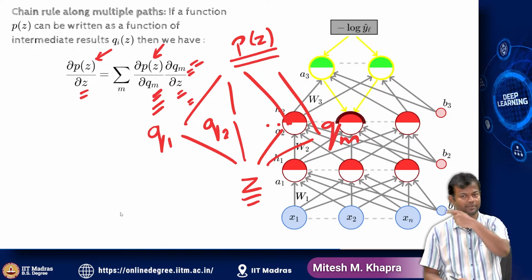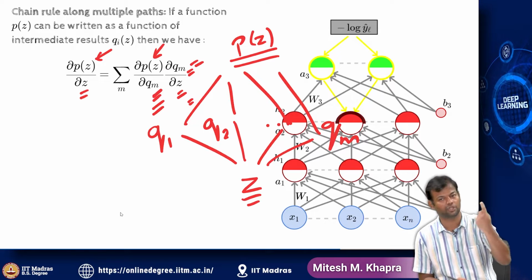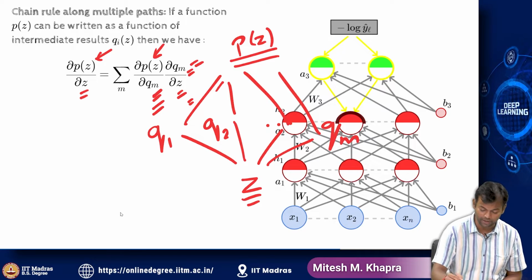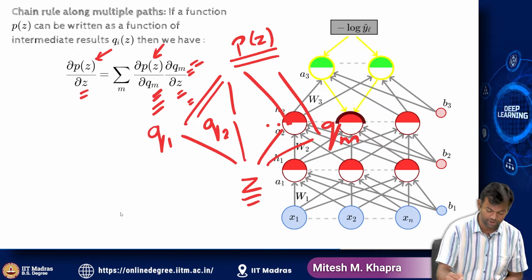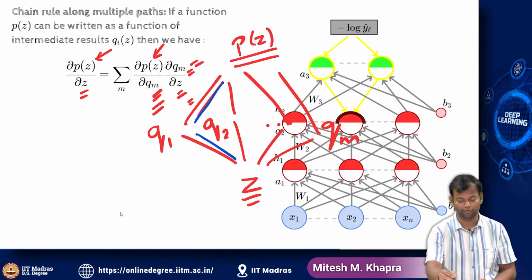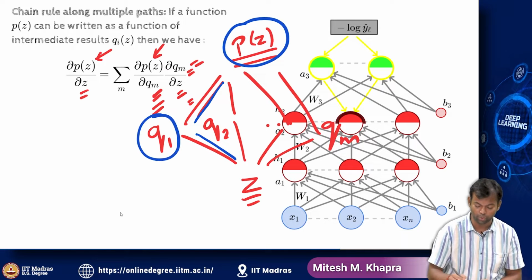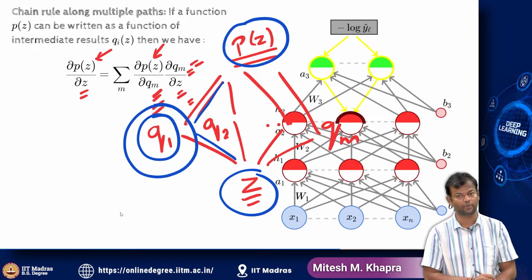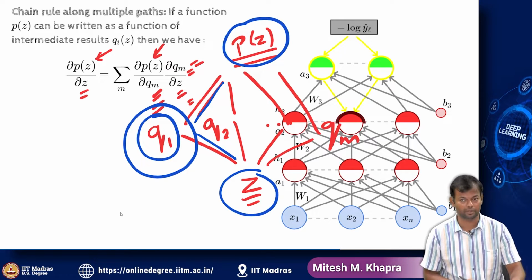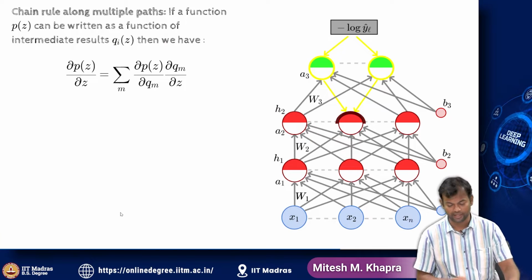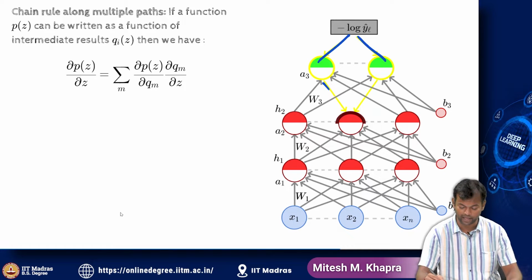That means there are m such paths, and I am going to sum the chain rule across each of these paths, right. In any one path, this is what the chain rule looks like. It's a product of these two quantities: the derivative of p with respect to q, and then the derivative of q with respect to z. Straightforward. This is what you know already from calculus, I'll just quickly revise that. And that's exactly the kind of situation that we have here.